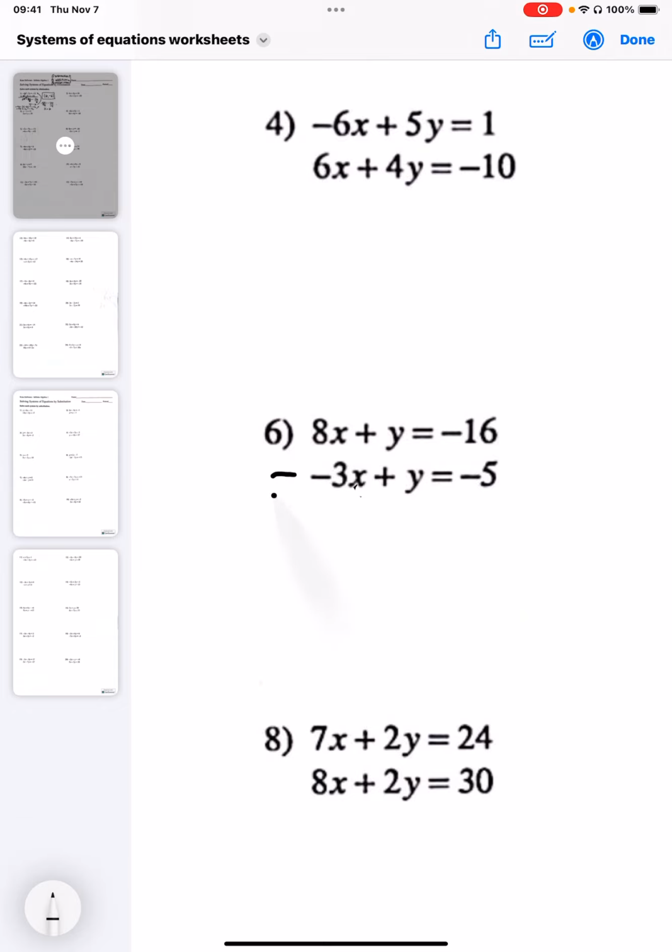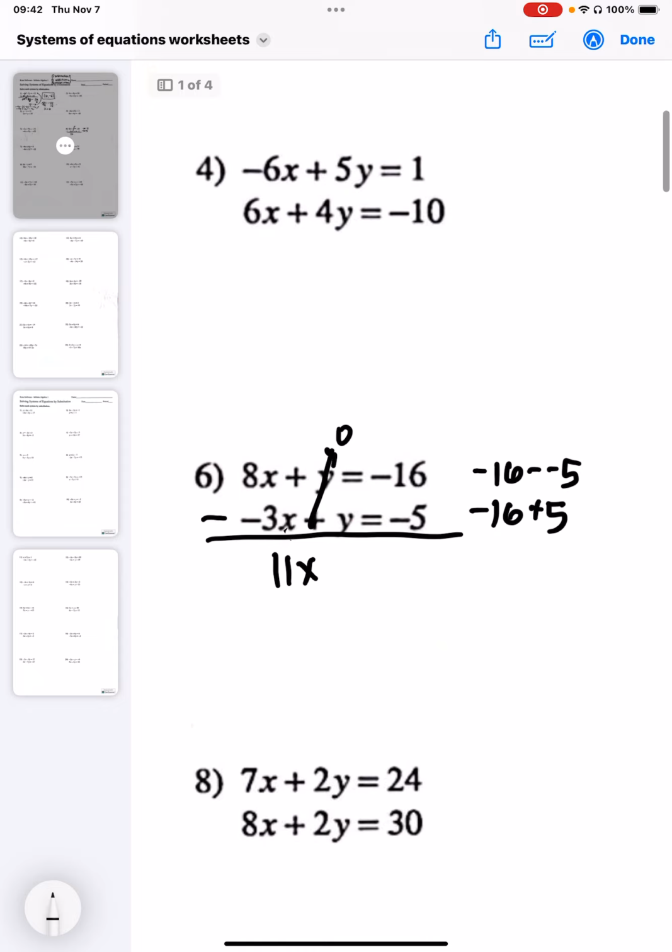So we're going to say 8x minus a negative 3x is going to give us 11x. When we say y minus y, our y's cancel out. And then we say negative 16 minus a negative 5. We have negative 16 plus 5, right? So that's going to be equal to negative 11, right? If I divide both sides by 11, we get x equal to negative 1.